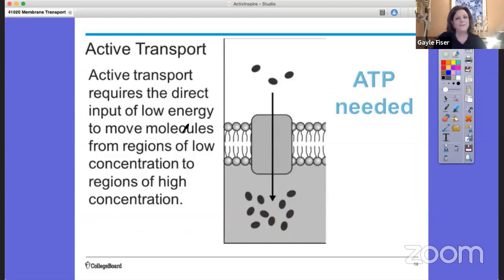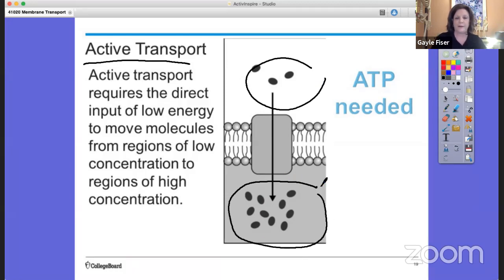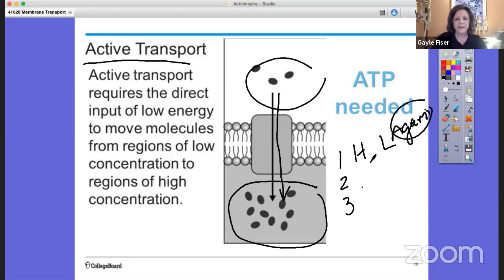Okay. Active transport, on the other hand, is, look at this. Here are 3, and here are a lot more than 3. Okay, so we're going to move from here to there. So we're going against the gradient. So active transport requires the direct input of energy to move molecules from regions of low concentration to regions of high concentration. So if I had to say 3 things about this, I'm saying it's moving high to low against, okay, so make sure you say that, against the gradient.